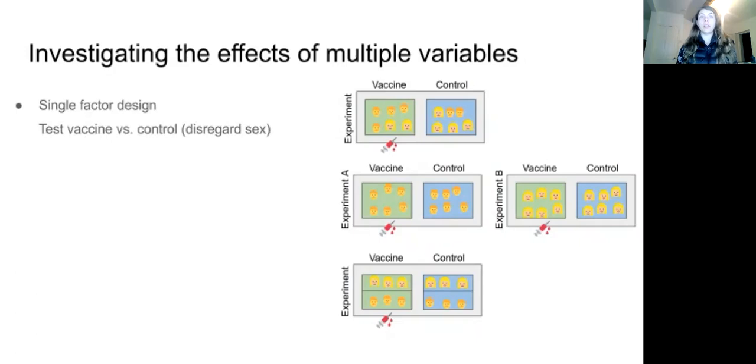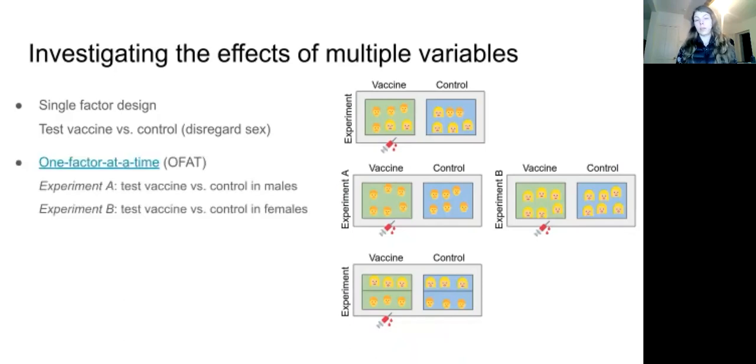One design we could use is to investigate only a single factor, vaccination status. And here we randomly assign volunteers to either the vaccinated or control groups without regard to their sex. Right away, we see this as problematic because it only lets us address one of our 2 questions. We can ask whether the vaccine is effective overall, but we can't ask whether the efficacy differs in males and females because we could potentially have different numbers of individuals in each group, and we're not designing an experiment to look at this explicitly.